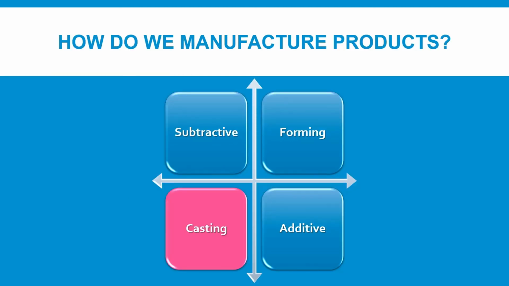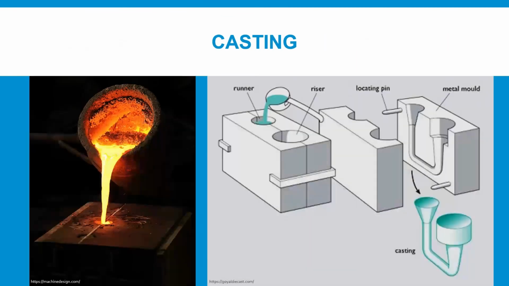The third method now is the casting process. Casting is the process in which the liquefied material such as molten metal is poured into the cavity of a specially designed mold and allowed to be hardened. After solidification, the workpiece is removed from the die to undergo various finishing treatments or to be used as a final product.